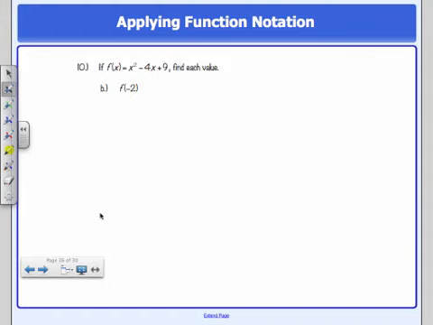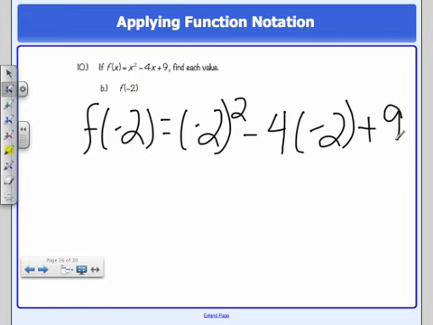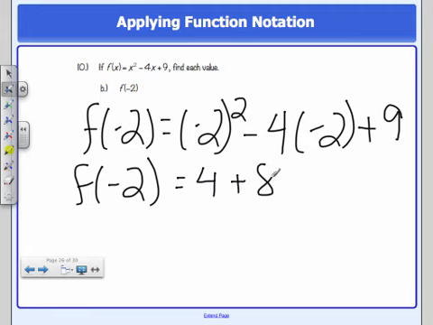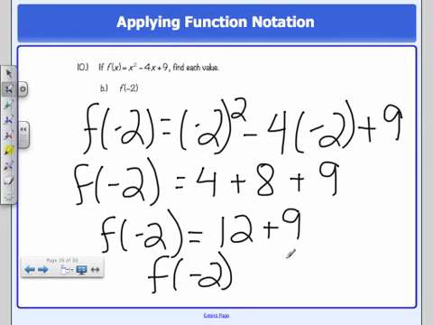All right, so in this example, I want to figure out what f of negative 2 is. Every time I see an x, I'm going to replace it with negative 2. So f of negative 2 equals negative 2 squared minus 4 times negative 2 plus 9. So I end up getting f of negative 2 equals positive 4 plus positive 8 plus 9. So f of negative 2 equals 12 plus 9, which means that f of negative 2 is 21, which is my output right here.